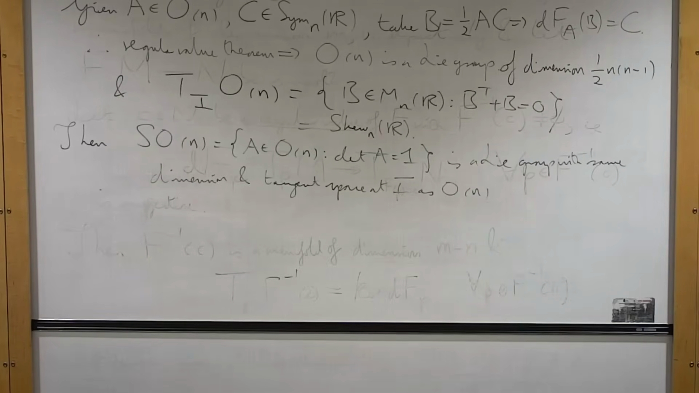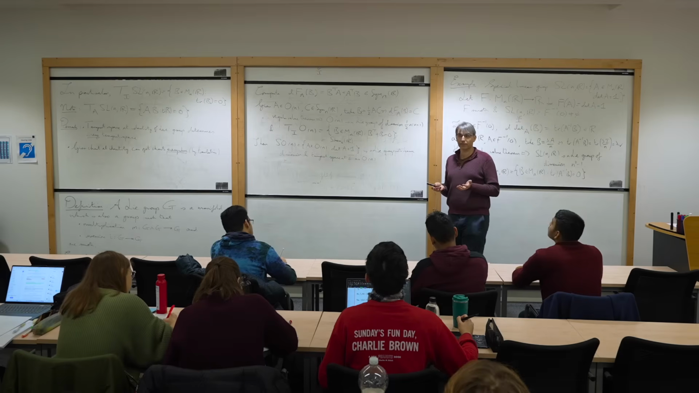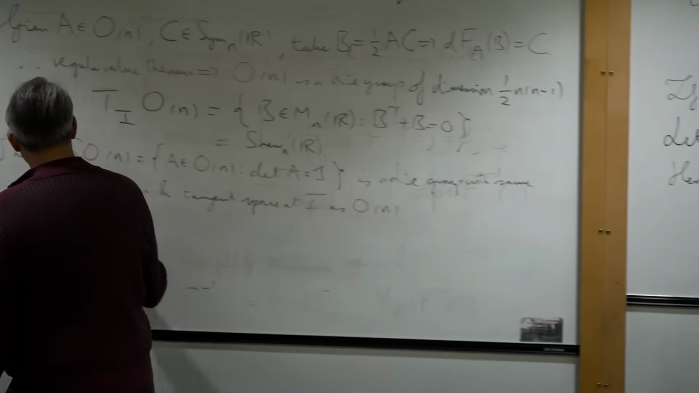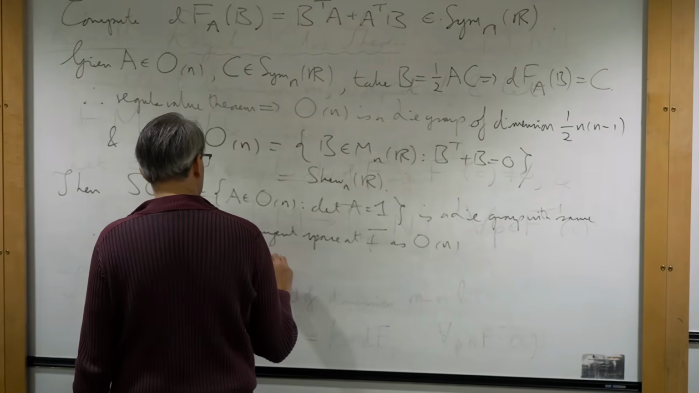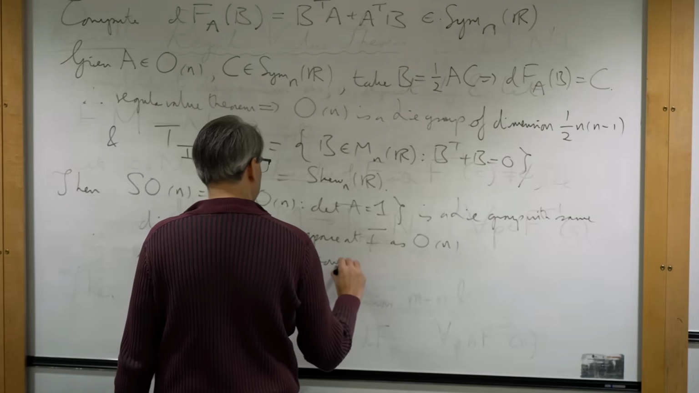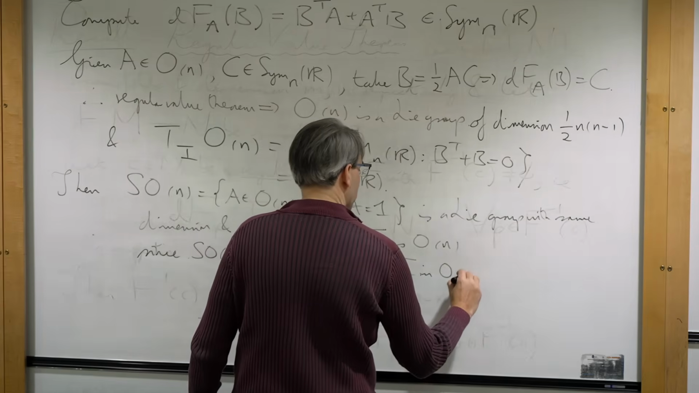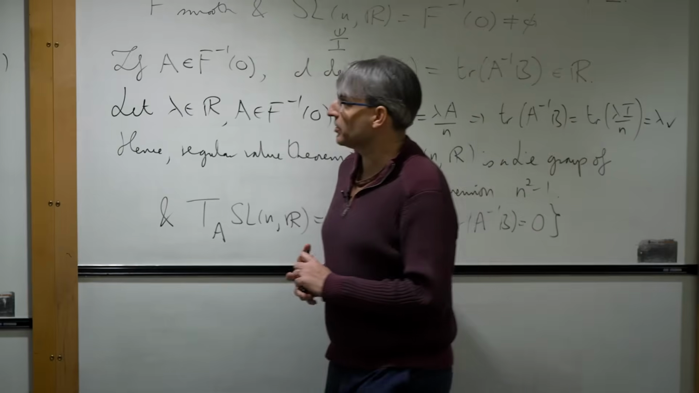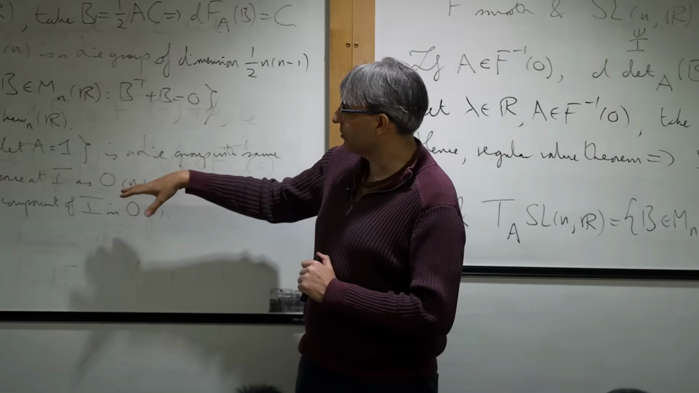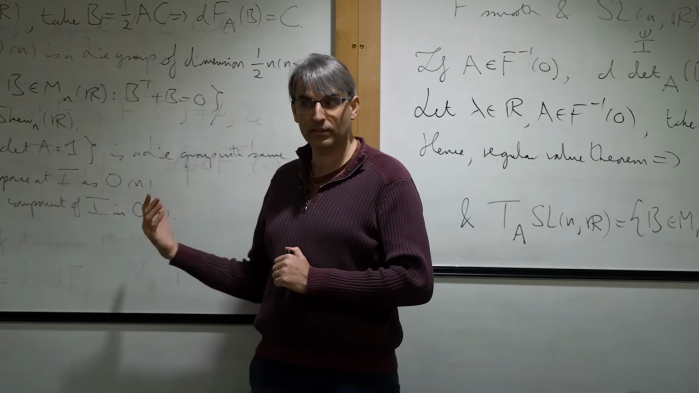Because you see, in O(n), every orthogonal matrix has a determinant plus or minus 1. The determinant map is continuous, so the preimage of 1 must be a connected component. That's the only possibility. Since SO(n) is a connected component of the identity in O(n), it's an open subset and therefore has the same dimension and tangent space. But if you want to, and I suggest that you do, try and prove it without doing that trick. Just set this up as being things that are orthogonal with determinant 1. Can you prove that it has the right dimension?